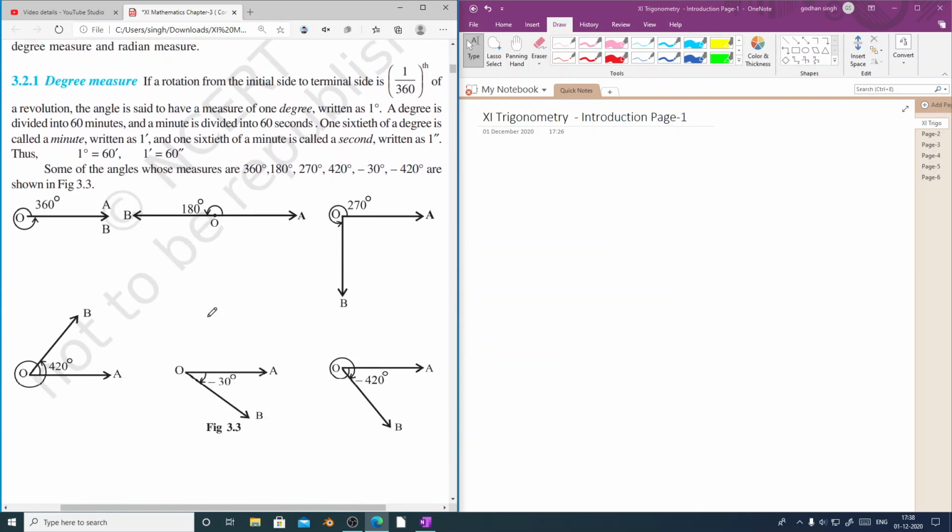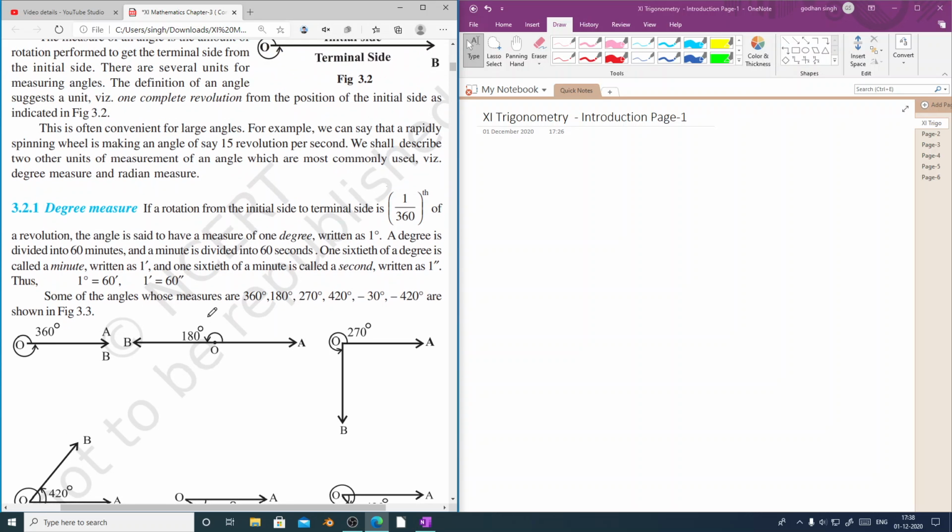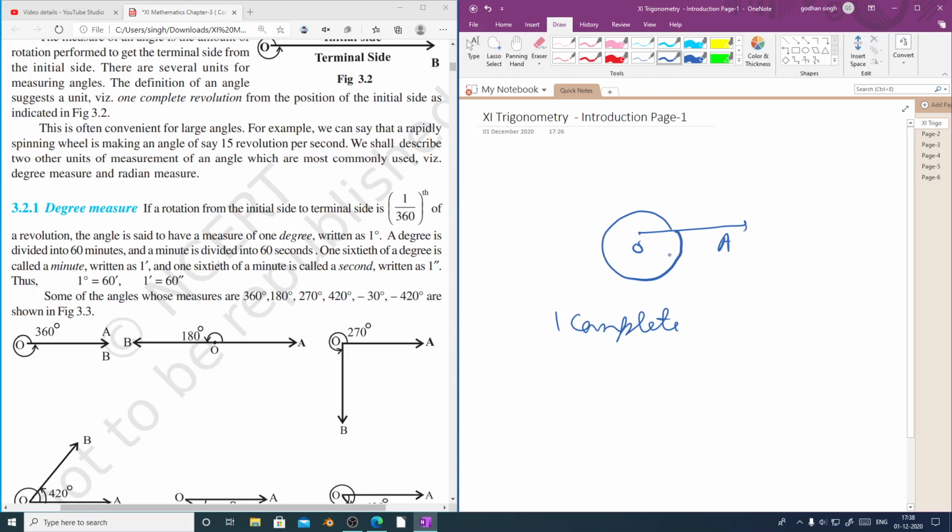Now, what is degree measure? Suppose we have a ray OA, and when we take one complete rotation, that is known as 360 degree. We have started from here and we are moving anti-clockwise, that means against the direction in which the needle of a clock is moving. So one complete rotation is taken as 360 degree.